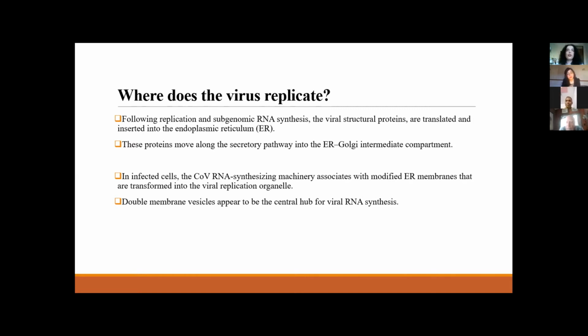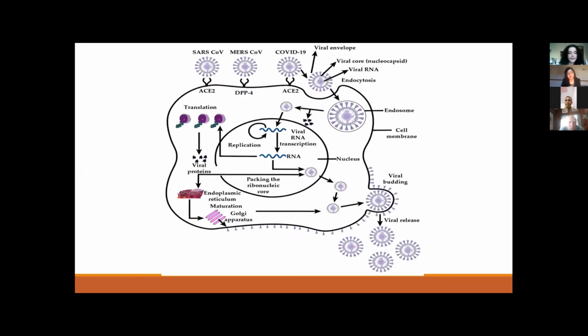In infected cells, the RNA synthesizing machinery associates with modified ER membranes that are transformed into the viral replication organelle. Double membrane vesicles appear to be the central hub for viral RNA synthesis. In this picture, you can see the life cycle of the coronavirus and the replication it has undergone. Viral proteins in the cell go to the endoplasmic reticulum to the Golgi apparatus.